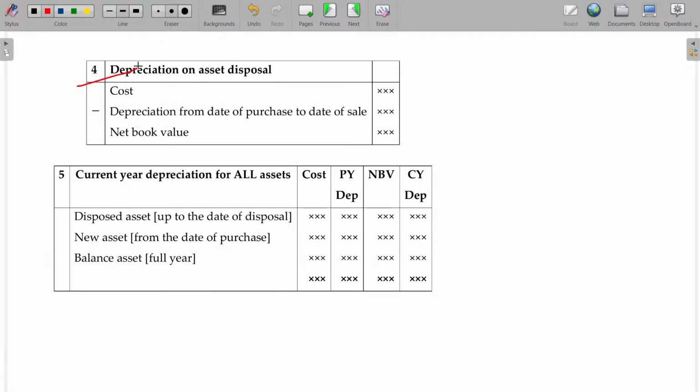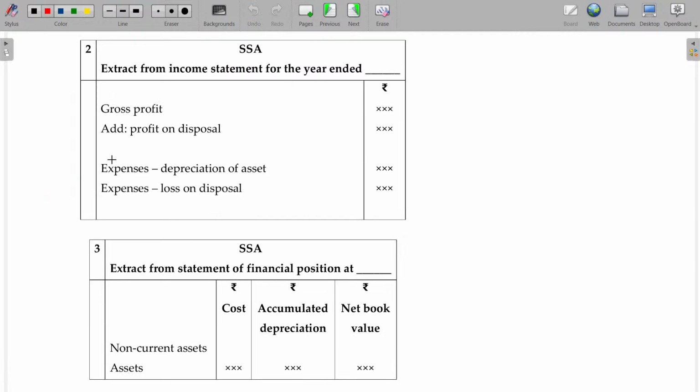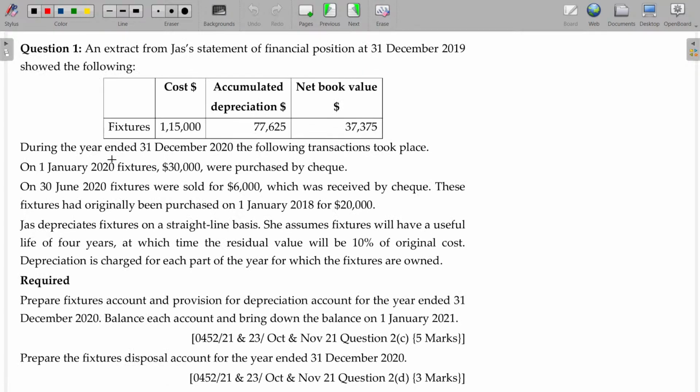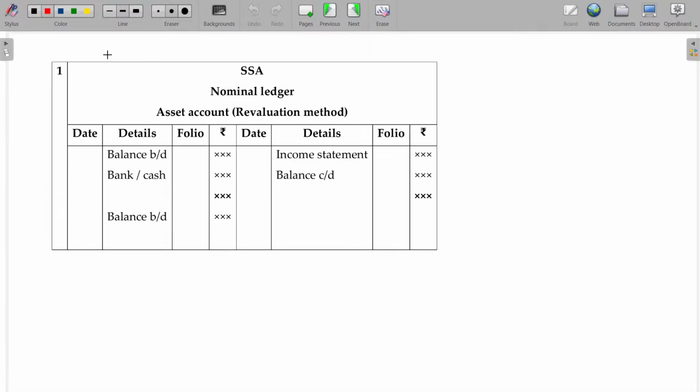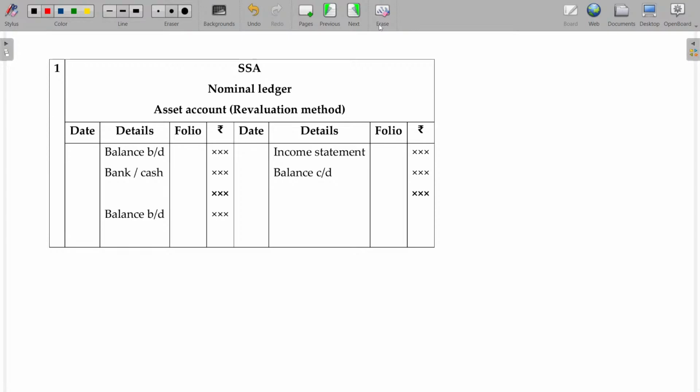Depreciation on asset disposal and current year depreciation of all assets. I'll explain the last component later on. This is all about the revaluation method. See, it's very simple. Under the revaluation method, you know how the ledger is the asset account. Also for the asset, the opening balance brought down should be on the debit side, and the balance carried on should be on the credit side.